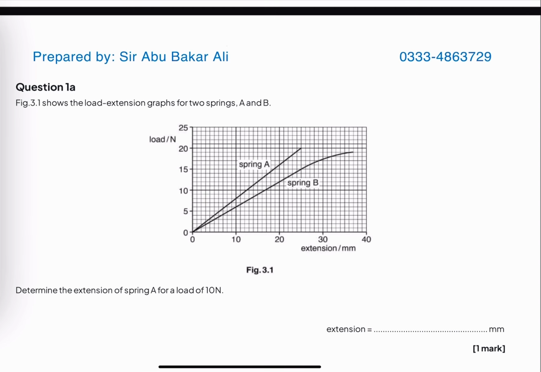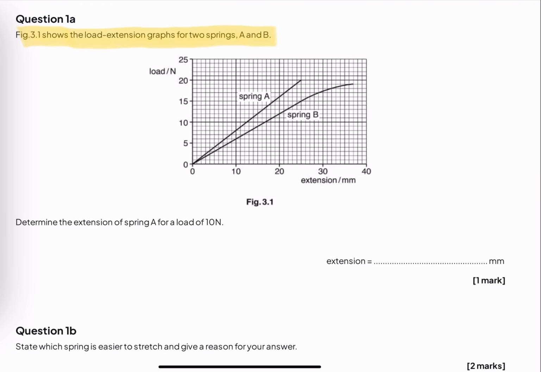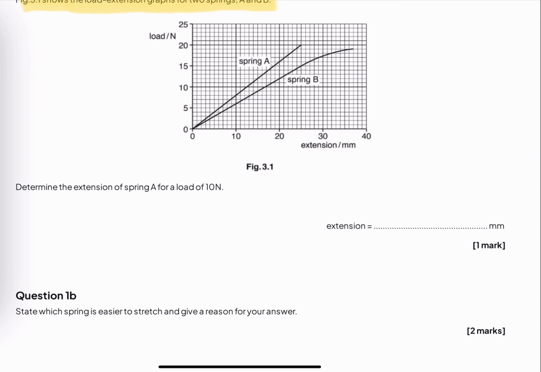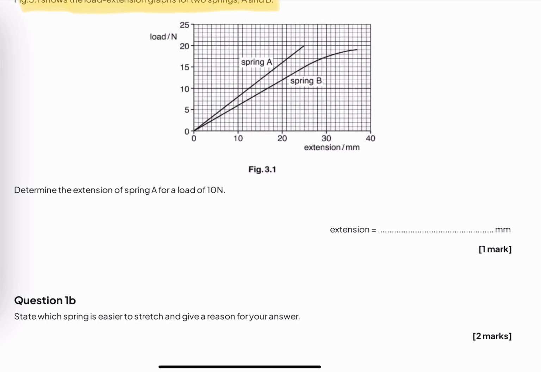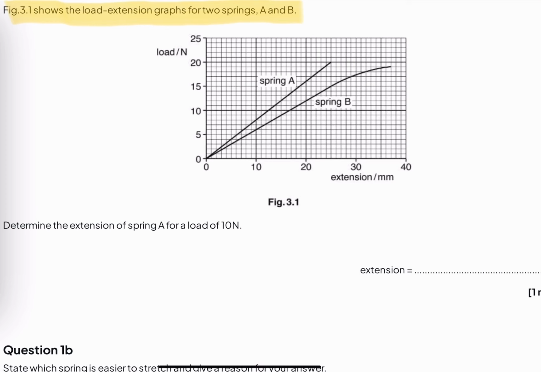Starting with the first question, figure 3.1 shows the load extension graph for two springs A and B. Determine the extension of spring A for a load of 10 Newton. So the y-axis is showing load and the x-axis is telling you about the extension. So 10 Newton extension on spring A. So this is 10 on the y-axis.